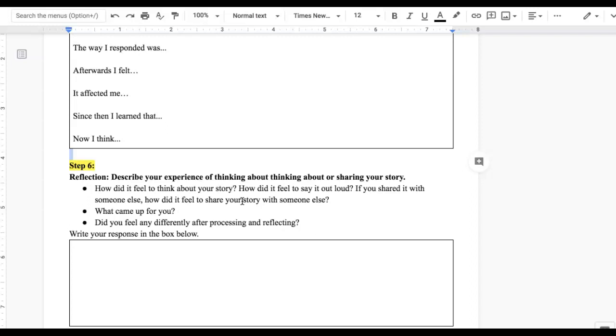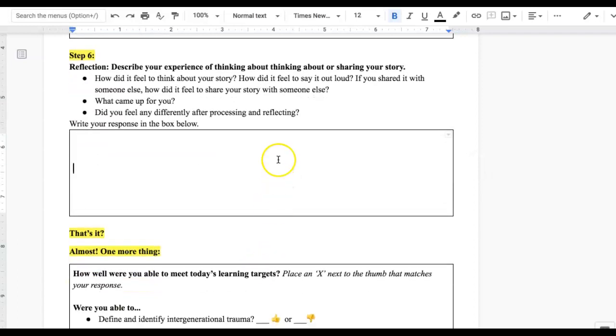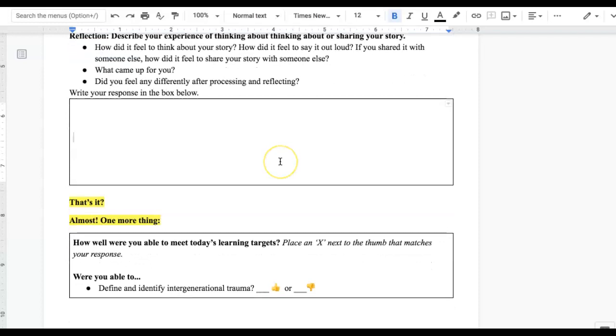If you did it with someone, if you said something to a person for the very first time about an experience that you had, how did that make you feel? What came up for you during that process? Do you feel any different afterwards? It might be a simple thing, just feeling closer to the person that you shared with. Write your response in this box, and then you're done.